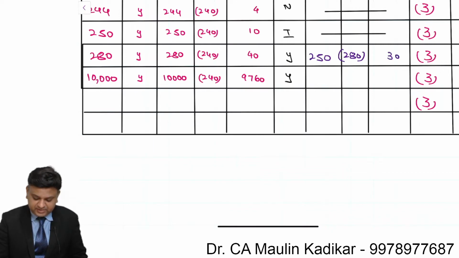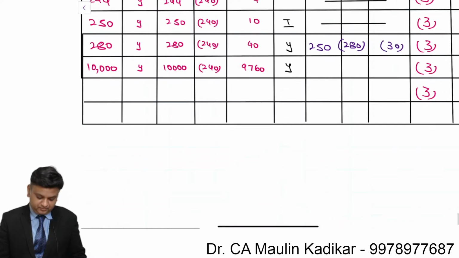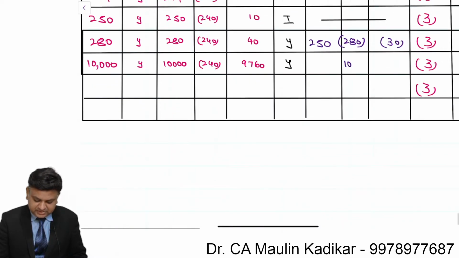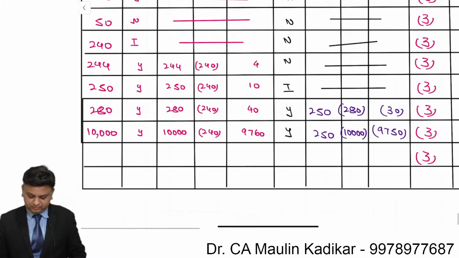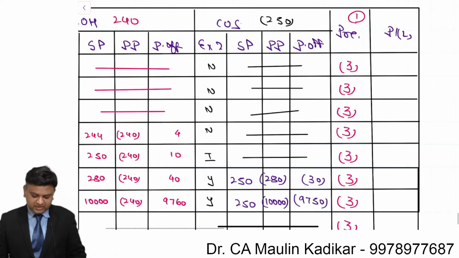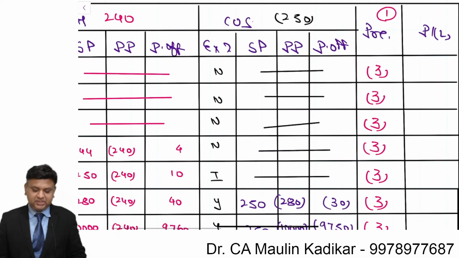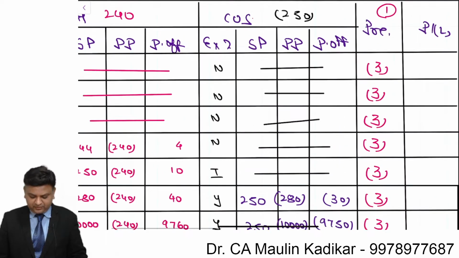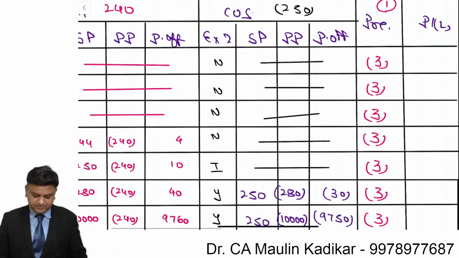So that is 30 rupees negative payoff. Similarly, 10,000 rupees is the price at which you will purchase the security and 250 is the price at which you will sell the security. So there is a negative payoff of 9750. This is the way you will be having the payoff in the different situations.